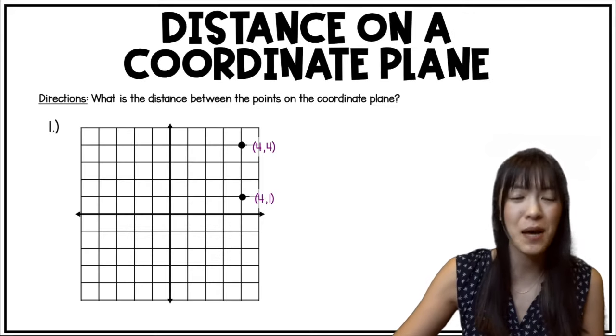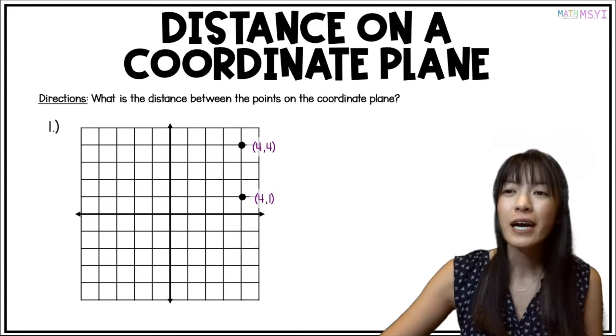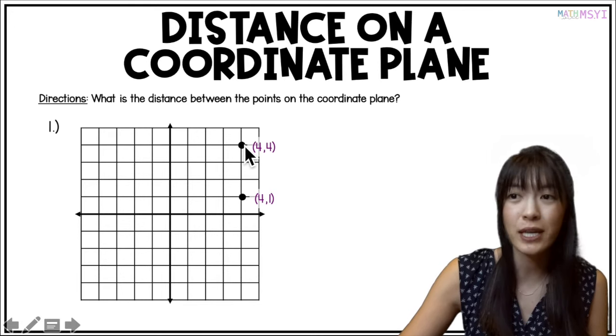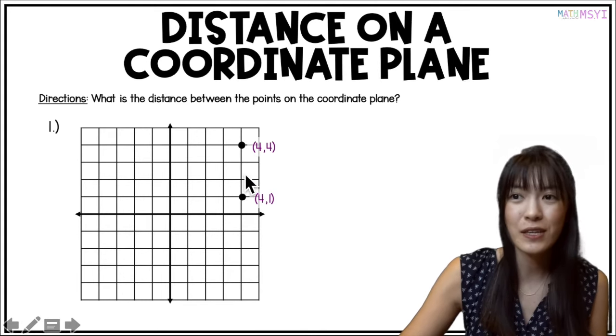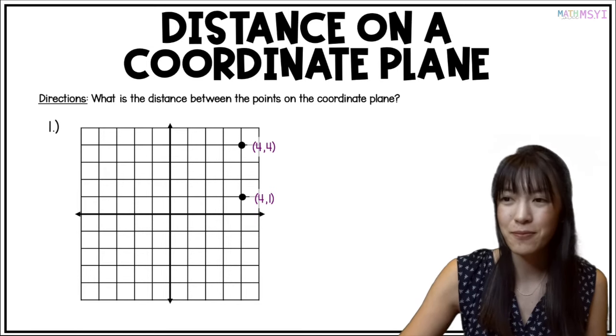So in this example, you have (4, 1) and (4, 4). I can start at any of those points and I can count to my second point. So let's say I'm starting here, 1, 2, 3. The distance here is 3.